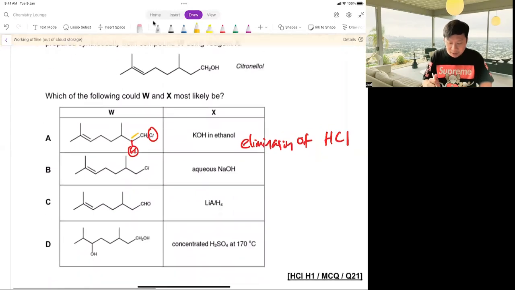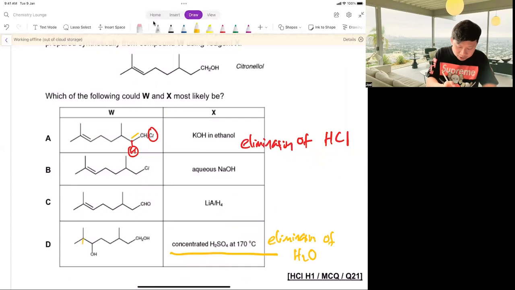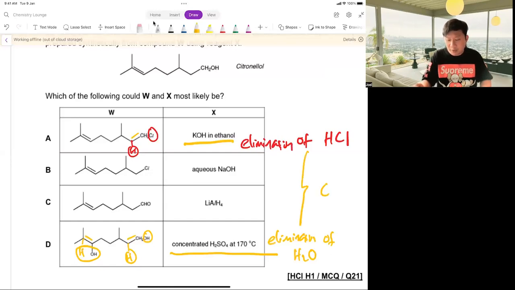Concentrated sulfuric acid over here, concentrated sulfuric acid at 170 is your elimination of water. So it will take away the H. Oh, it takes away the OH. And yes, there will be a double bond also in here. Right? So you need to know elimination of HCl and elimination of water, these two will form an alkene. It's the only way to form alkenes through elimination. So A and B not right. Wait, can you understand or not?